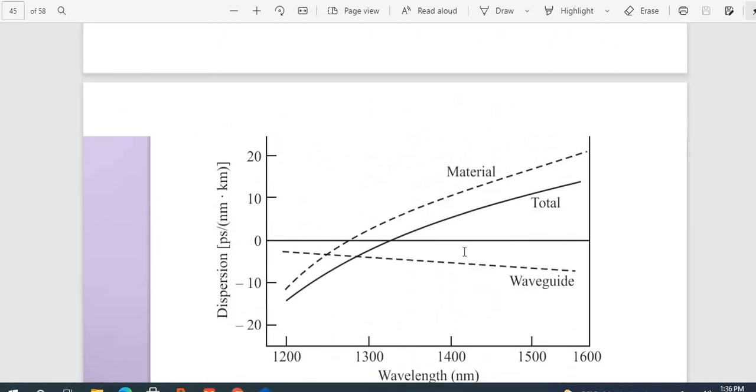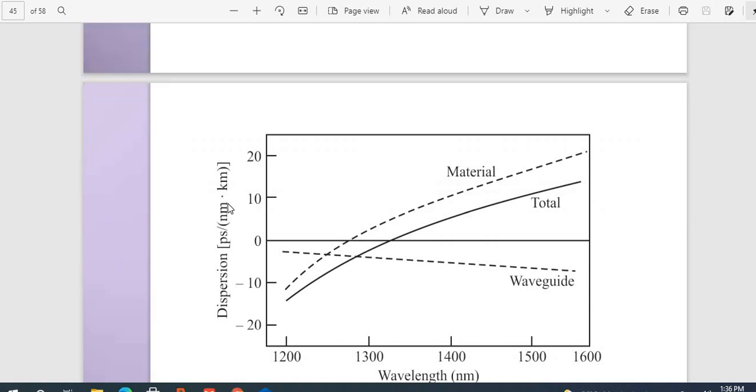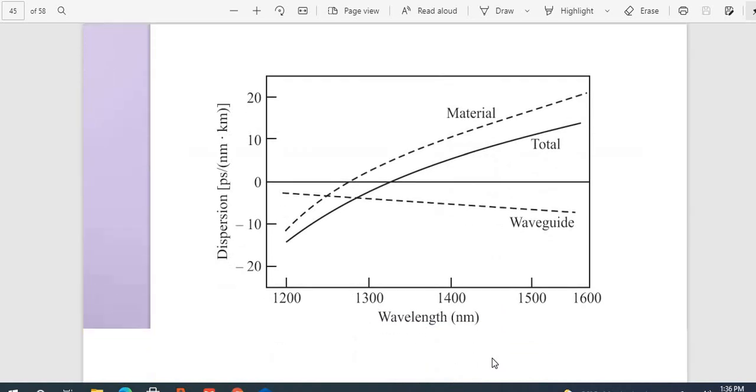As you can see here, the wavelength is in nanometers and the dispersion is in picoseconds per nanometer kilometer. The wavelengths are 1200 nanometer, 1300, 1400, 1500 and 1600. Similarly, the dispersion values are 20, 10, 0, minus 20, minus 10, 0, like this. So you can see it goes into the negative region also.